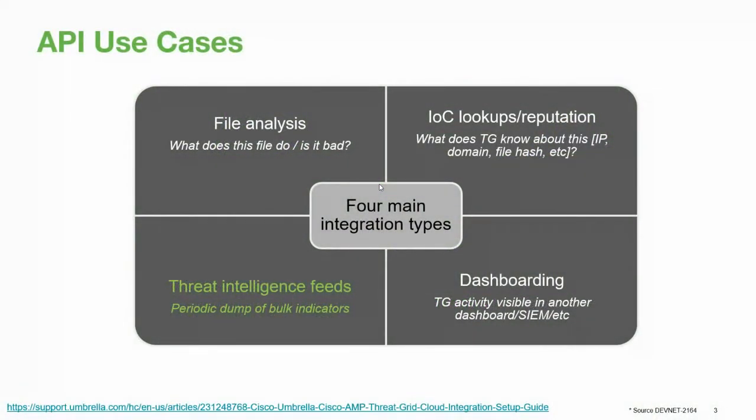In total, there are four main integration types with Cisco AMP Threat Grid. This slide is mainly from DevNet 2164 session, which was done by Ben. In this tutorial, we are going to focus on the bottom left use case, which is related to threat intelligence feeds. I have pasted the detailed link to the article on Cisco Umbrella and Cisco AMP Threat Grid cloud integration in this particular slide.